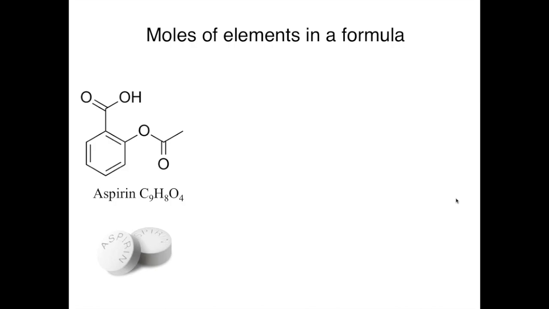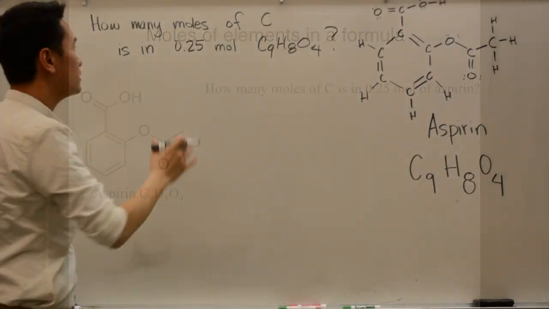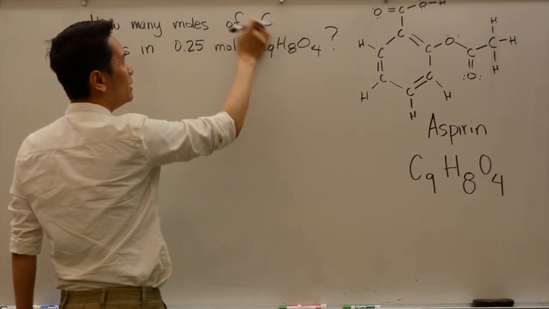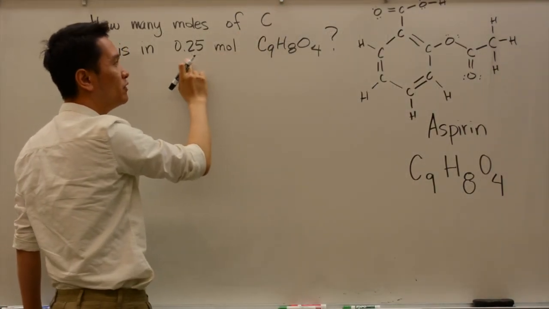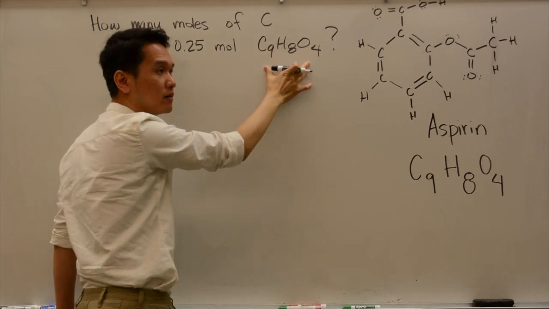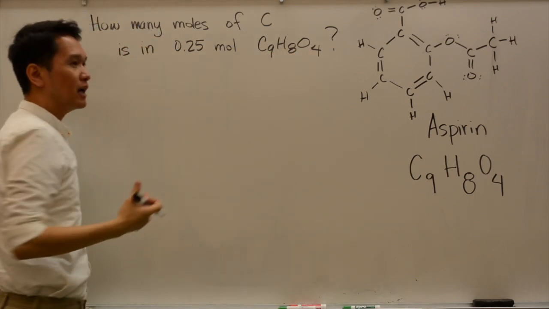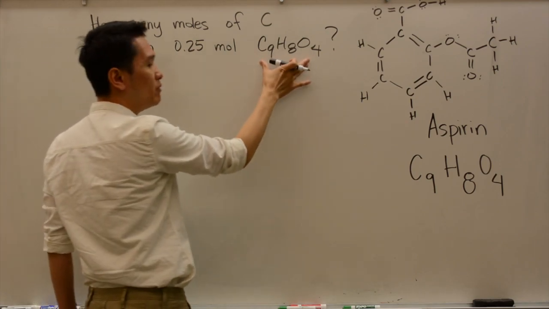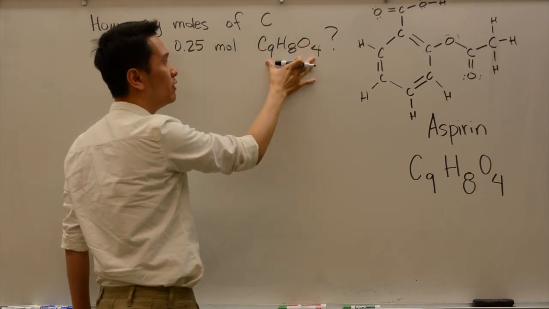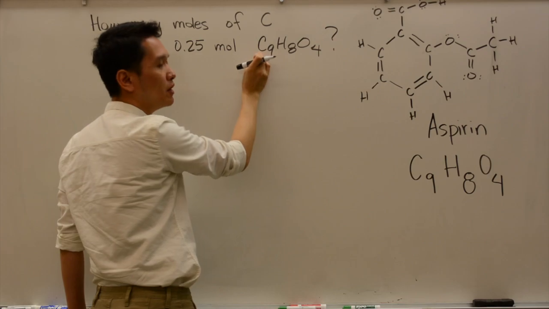Okay, so let's do an example. The problem says, how many moles of carbon are in 0.025 mole of aspirin? The formula for aspirin is C9H8O4. So we are asked to find how many moles of carbon there are if you have 0.25 mole of the entire compound. When you are asked that kind of question, you have to ask yourself, for every molecule of the compound, how many individual carbons are there, right?